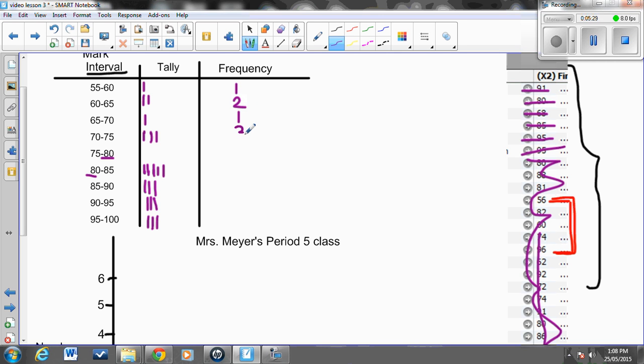So from 50 to 55 to 60, I have one person. I have two in this category, 1, 3, none, 5, 3, 3, and 3. With this information, now I can create my histogram.